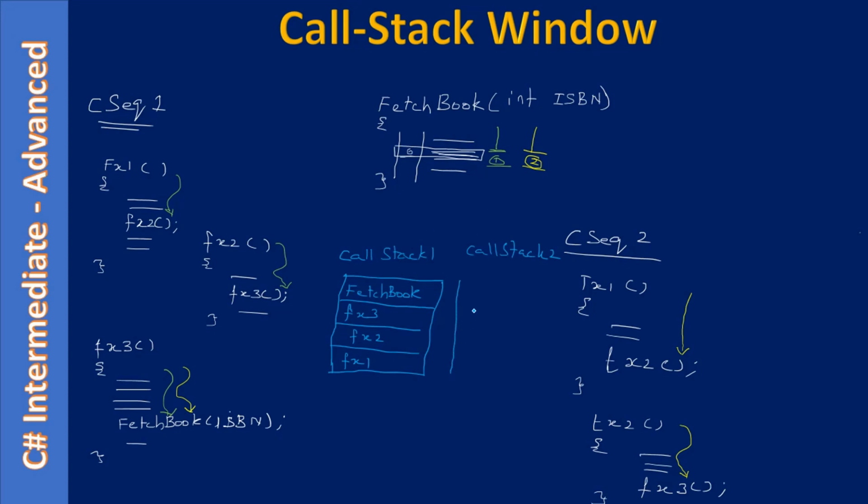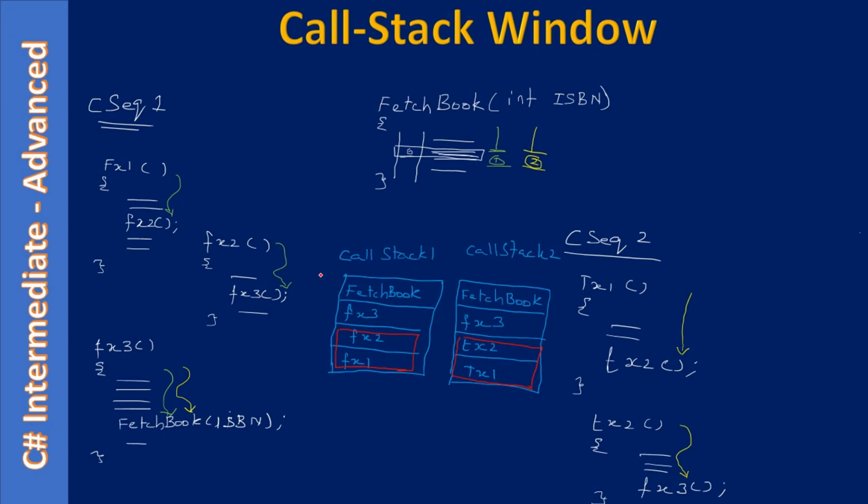For the second sequence, if you see, you still get fetchBook. Then fetchBook is called by fx3, and if you look at the previous hit, it's the same. In the current hit also it's the same, but this is where the change happens. Here it is tx2, then tx1. By looking at the call stack, you can see the difference is here. In the first type, fx1 and fx2 made a call to fx3, but here it is tx1 and tx2 that are making a call to fx3. So this is how it is differing.